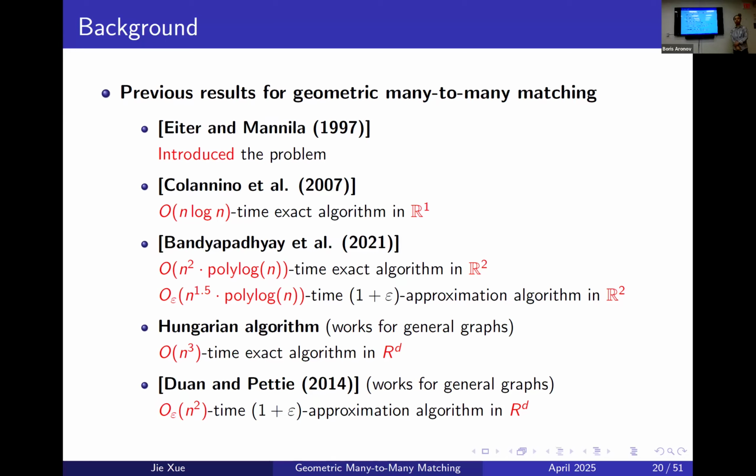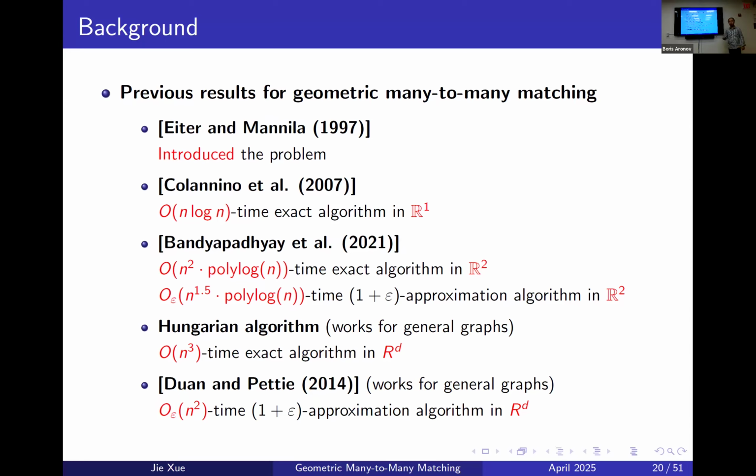So the exact algorithm here is n cubed. Exact is very important. Then the approximation algorithm is n to the 1.5, which beats this n squared.